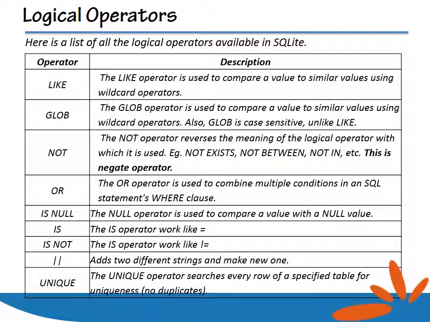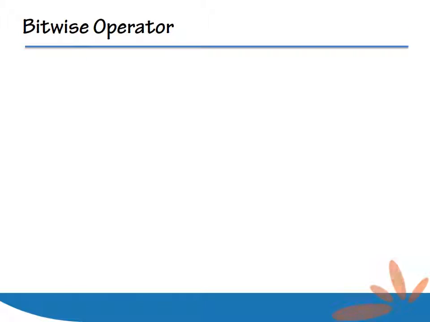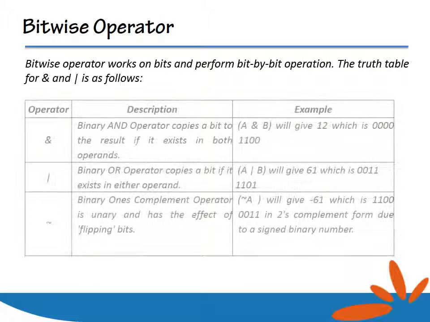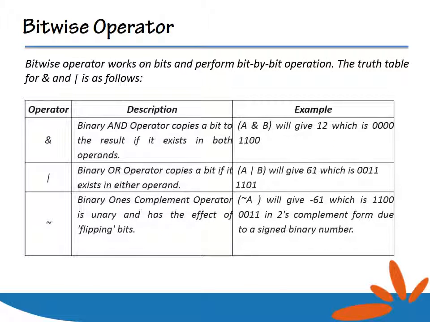And the concatenation operator adds two different strings and makes a new one. And the next one is UNIQUE. The UNIQUE operator searches every row of a specified table for uniqueness. It means there must be no duplicates.